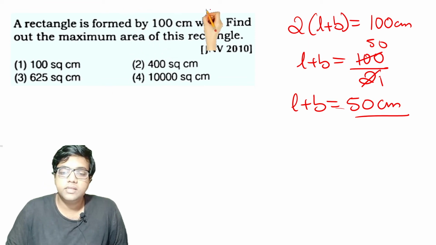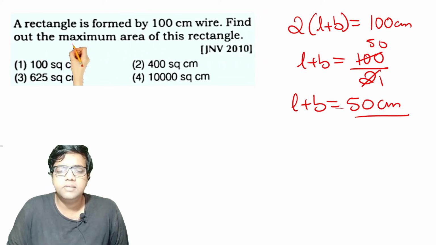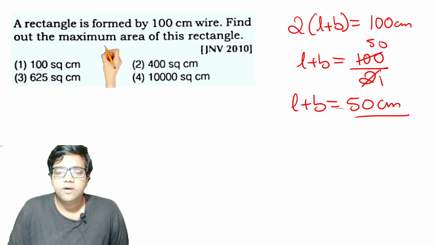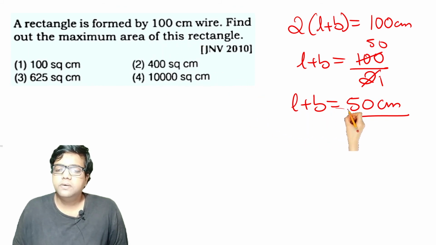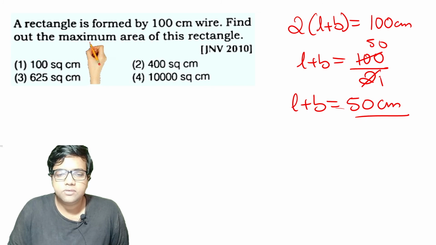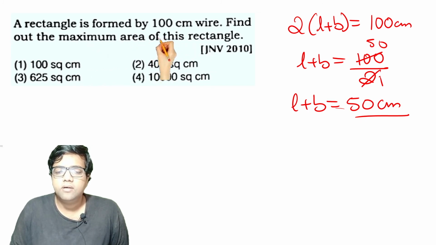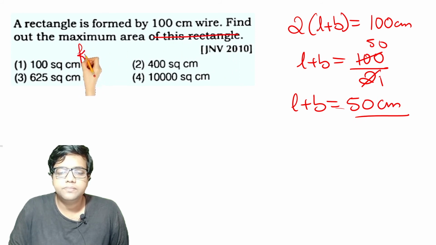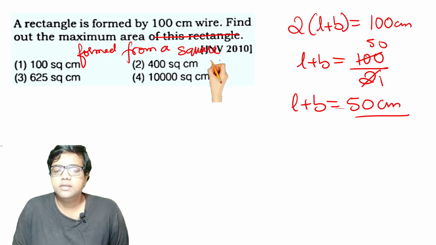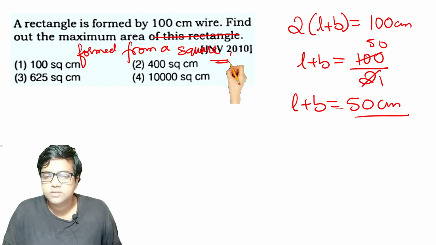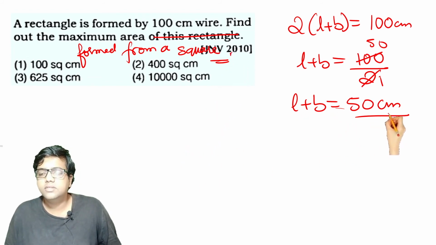Okay, there is a problem with the question. Find out the maximum area formed from a square. There should have been a square word also. Find out the maximum area formed from a square. This should have been the question here. Anyways, sorry for the mistake. But length and breadth, you got 50 centimeter.